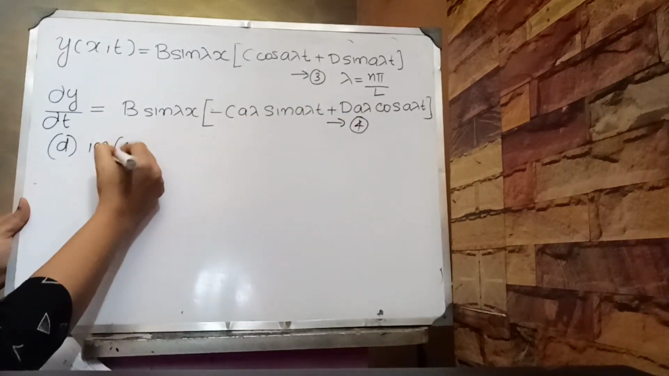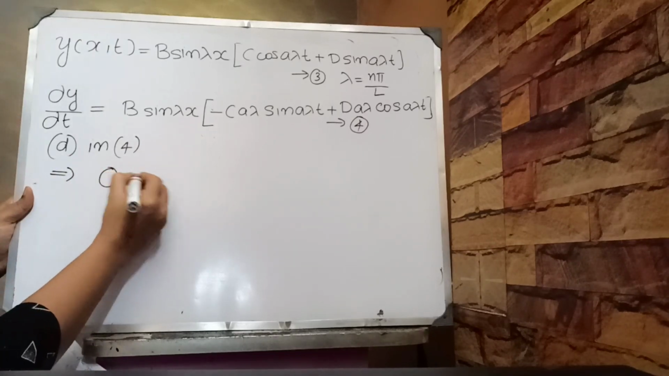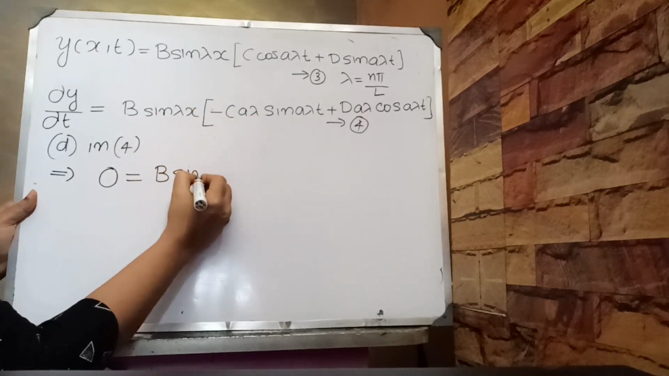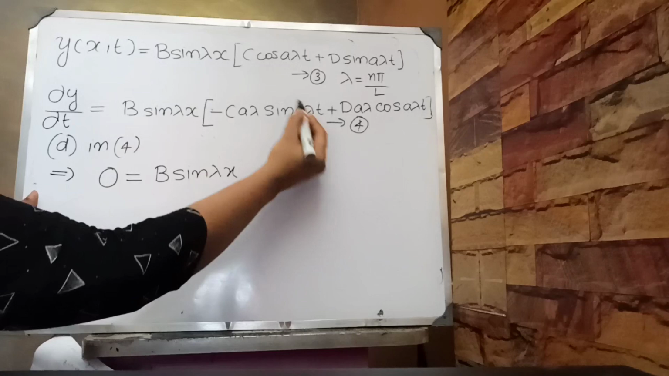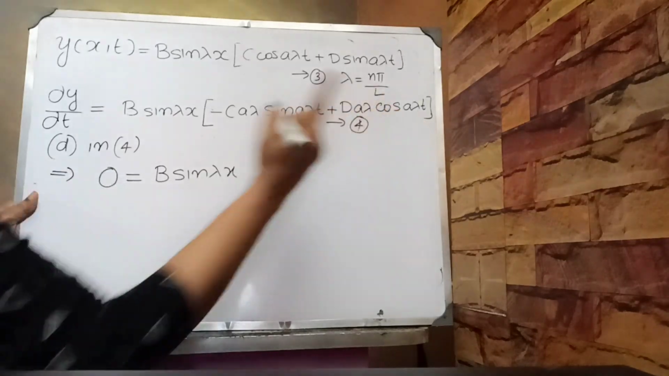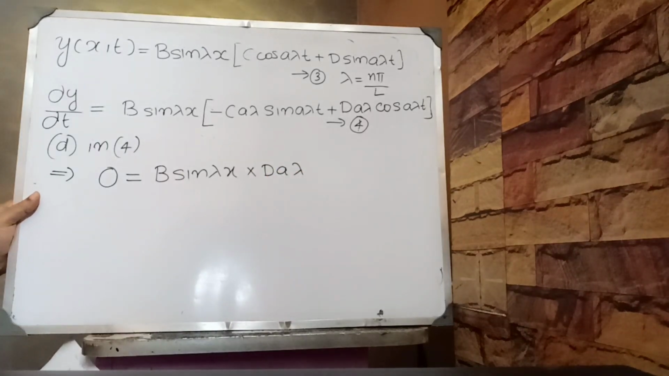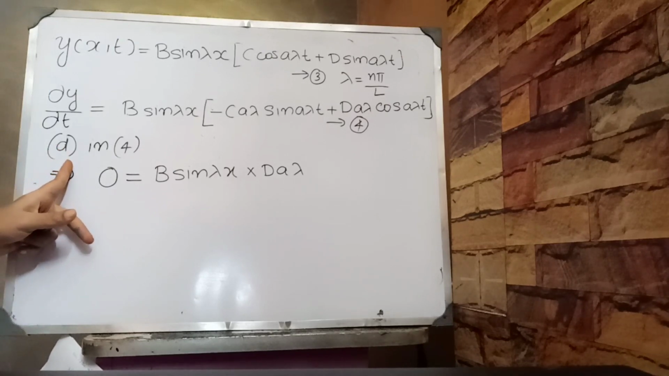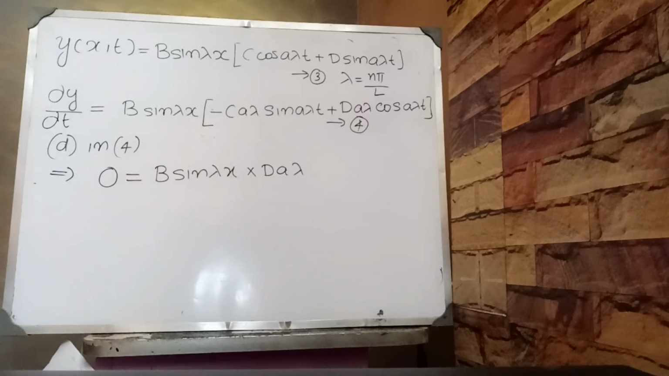D in 4 means dou y by dou t at t equal to 0 is 0. Therefore 0 is equal to, you have to put t equal to 0. So we have B sin lambda x into sin 0, which is 0. So this part is 0. Cos 0 is 1, so that we have D A lambda. So when t equal to 0, dou y by dou t is equal to 0. That is our initial condition 4. So that we have 0 equal to B sin lambda x into D A lambda.